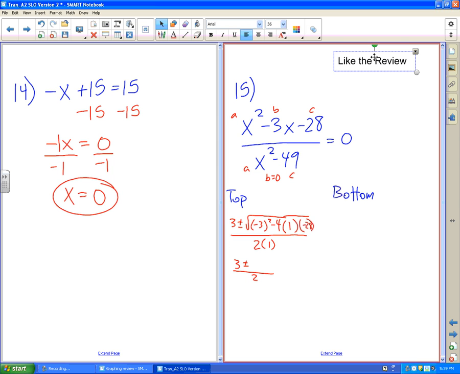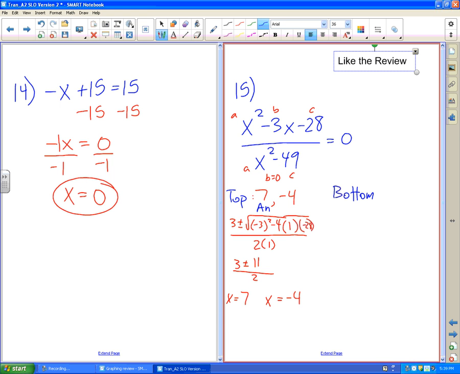Get 11. 3 plus 11, 14, so we get 7. And negative 4. So those are our top numbers. And really the top, these are our answers. Okay? But the bottom are bad numbers. So if one of our answers is a bad number, then we have to throw it out.